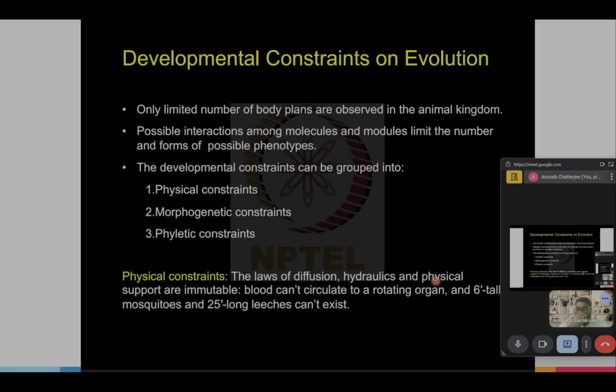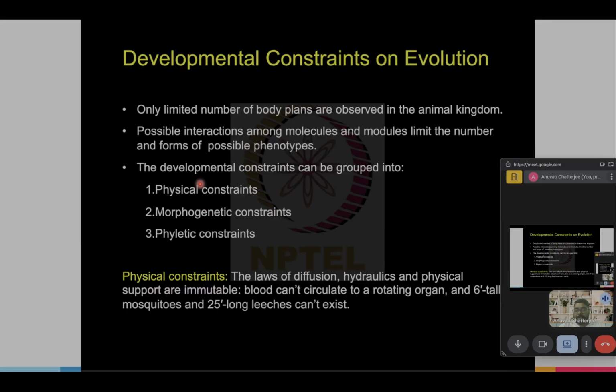Okay, let's look at it. So there are different developmental constraints on evolution. As we said, variations that can give rise to evolution can only be small tweaks to the entire structure, and cannot be a big change that can destroy development itself. So these are because there are different constraints put on evolution by development. And there are three major types: physical constraints, morphogenetic constraints, and phyletic constraints.